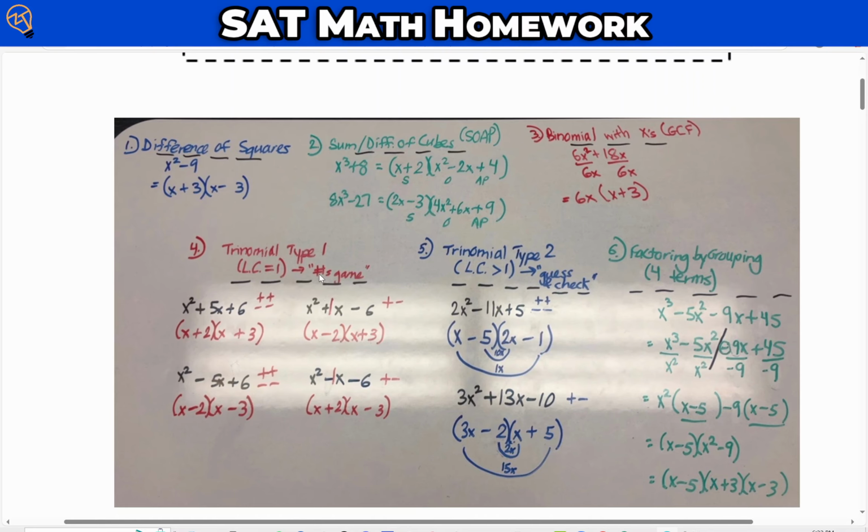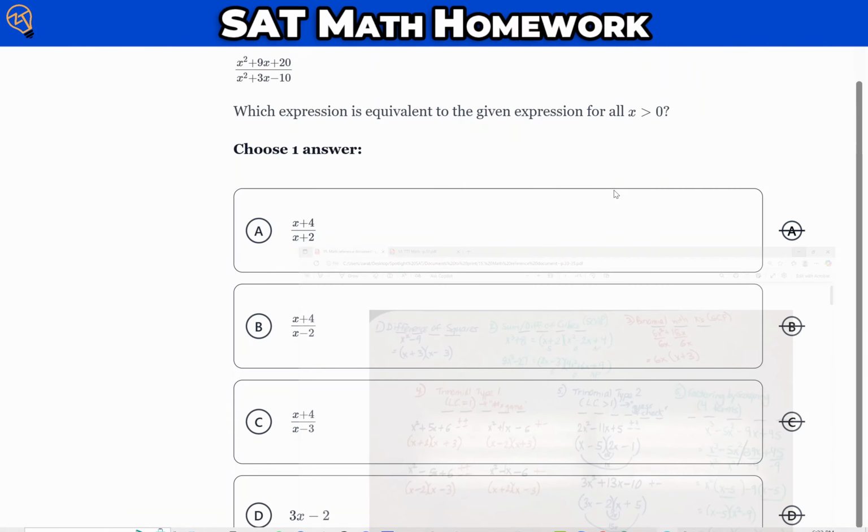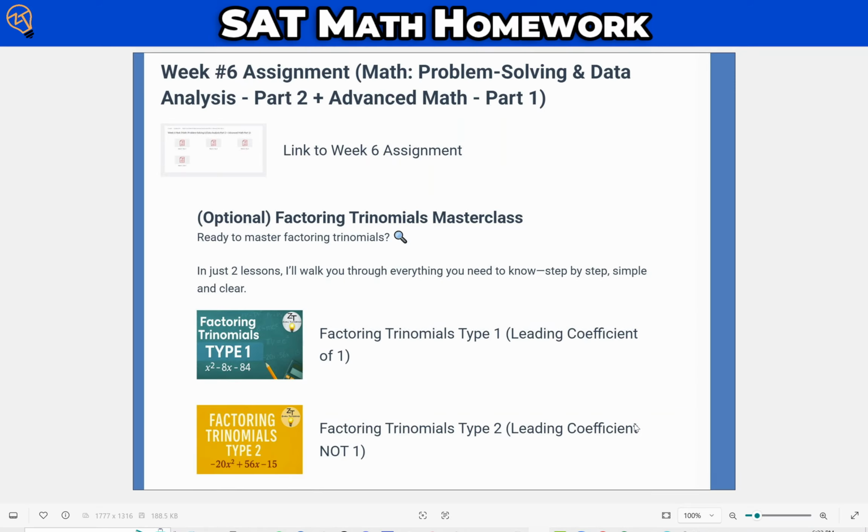And notice I call this the numbers game. So I'm going to go through that numbers game approach pretty quickly. If you really want to understand it in depth, which I do recommend, you can check out this 20-minute Factoring Trinomials Type 1 video that's located under the week number 6 assignment.